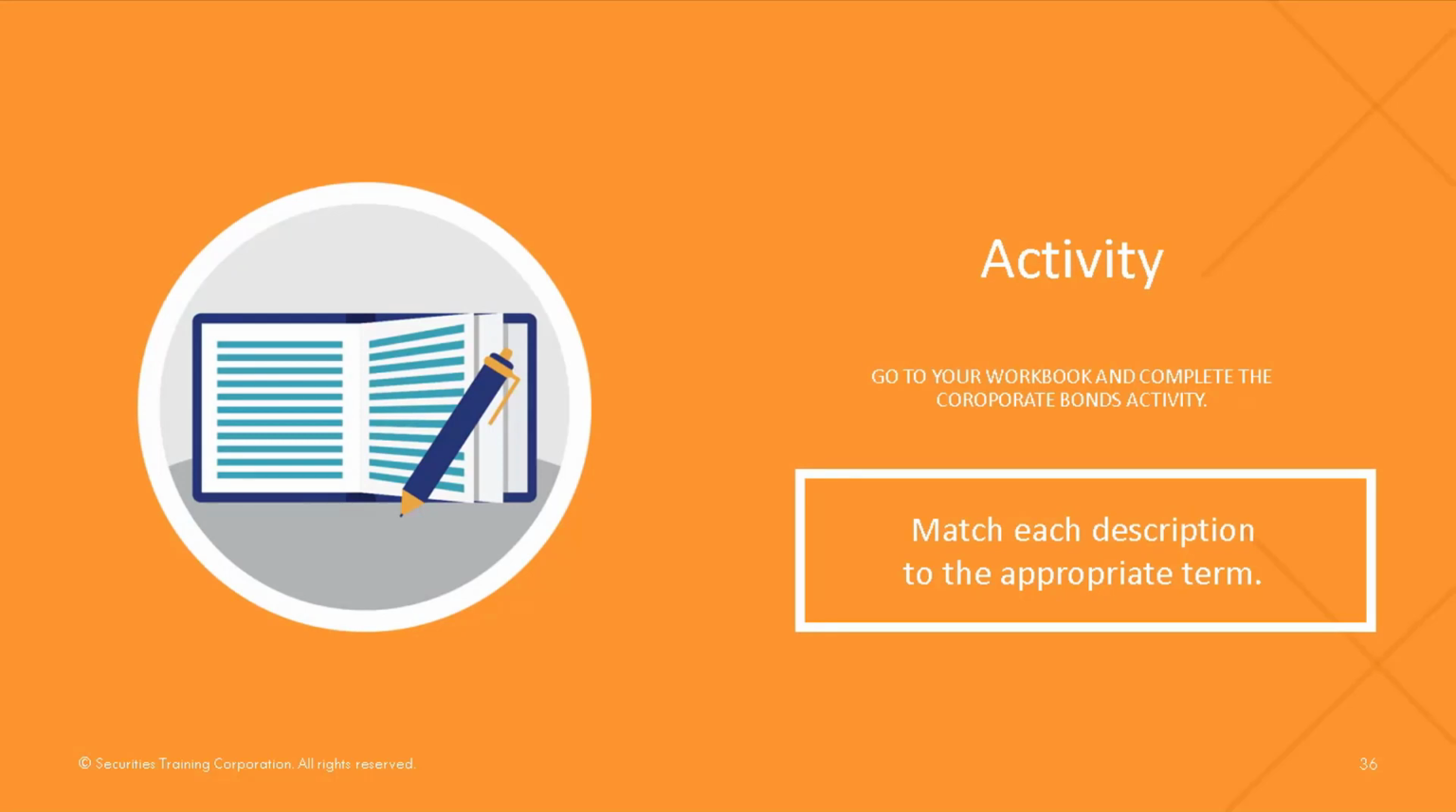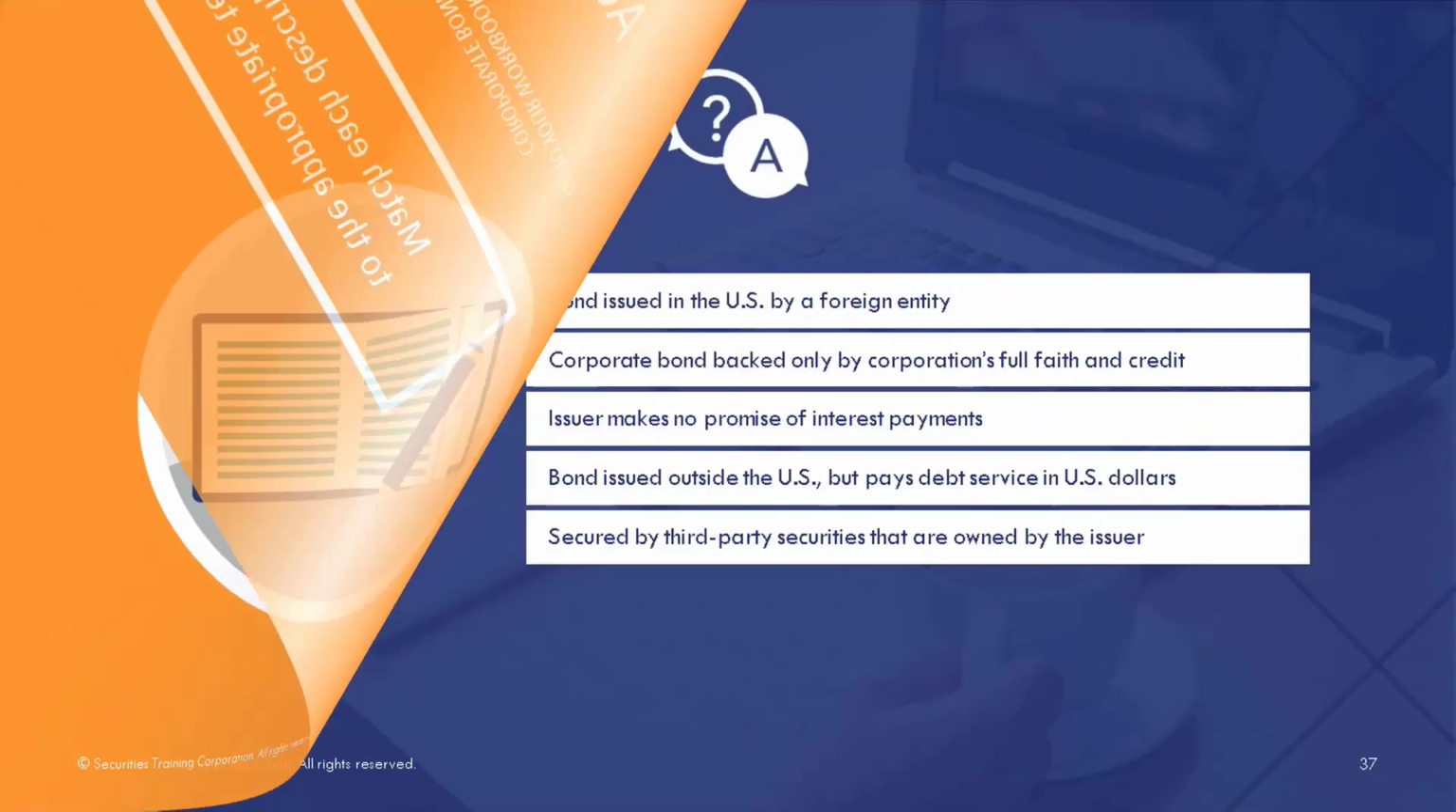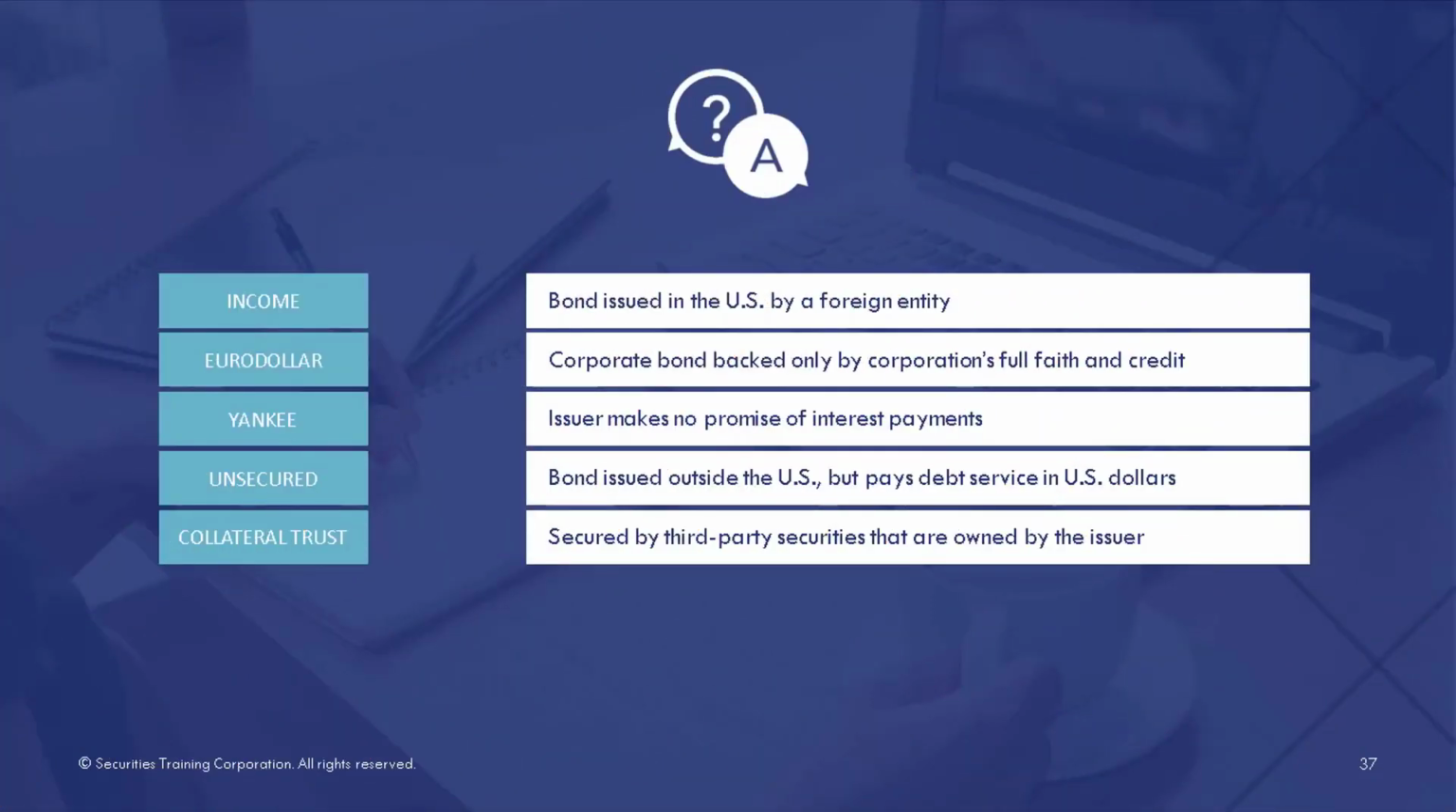In the workbook, you can match each description to the appropriate term. So here we see the question in the workbook. There's income bonds, Eurodollar bonds, Yankee bonds, unsecured debt, collateral trust bonds. Match them to the description. Again, feel free to pause. Let's take a look. Income bonds are a weird type of bond in that the interest is payable if the income is sufficient. But if they don't have sufficient income, they can miss the payments on their income bonds.